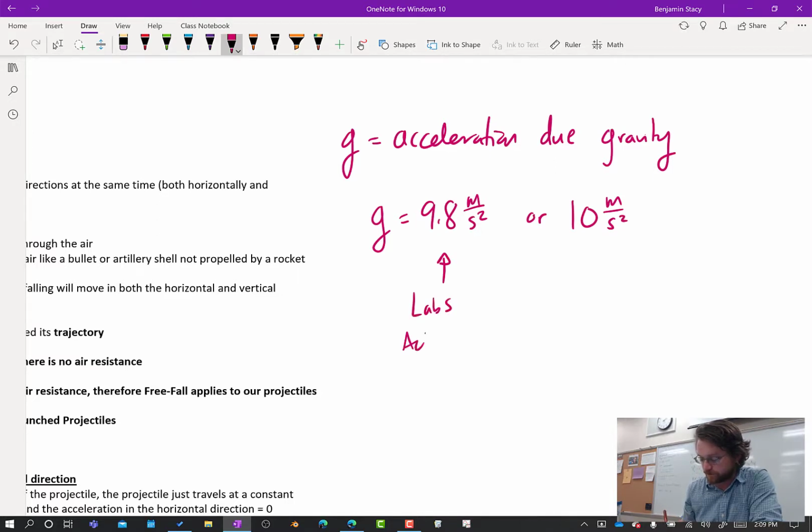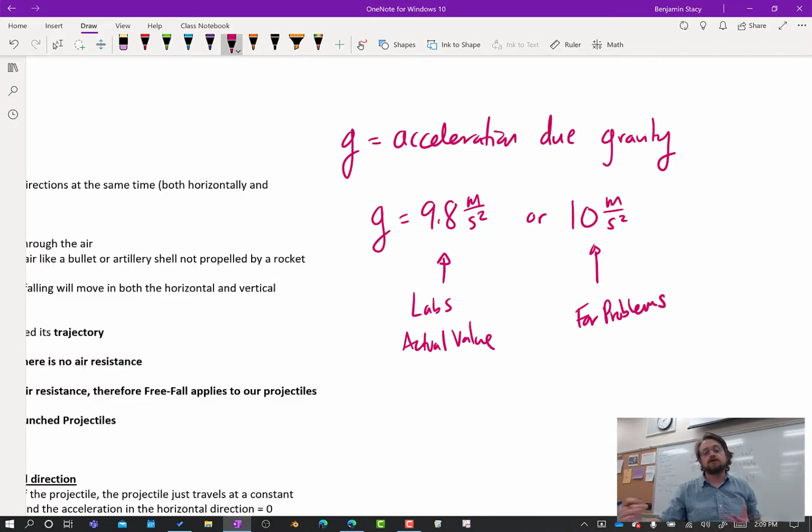This is the so-called actual value. And 10 meters per second squared is what you're allowed to round it to when you're doing a problem or an assessment question. That's just for problems. And we went over how 10 meters per second squared means 10 meters per second every second. So if I drop an object from rest, after 1 second of falling, it's moving at 10 meters per second.